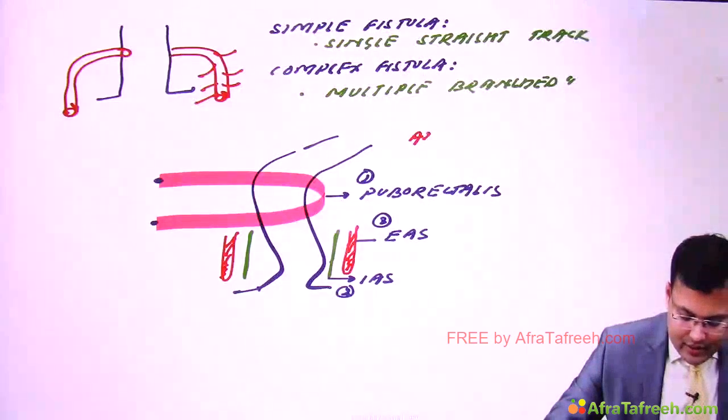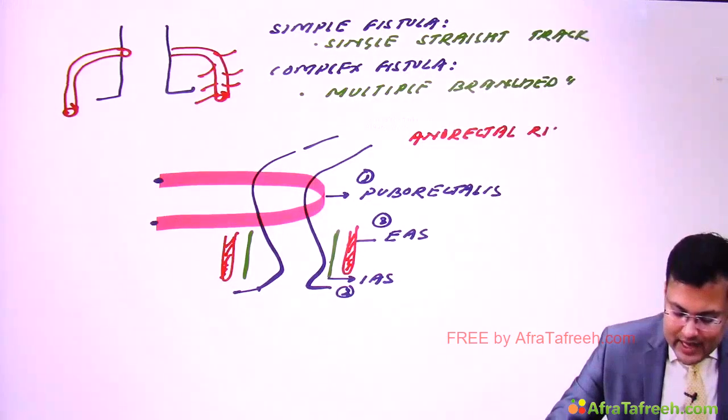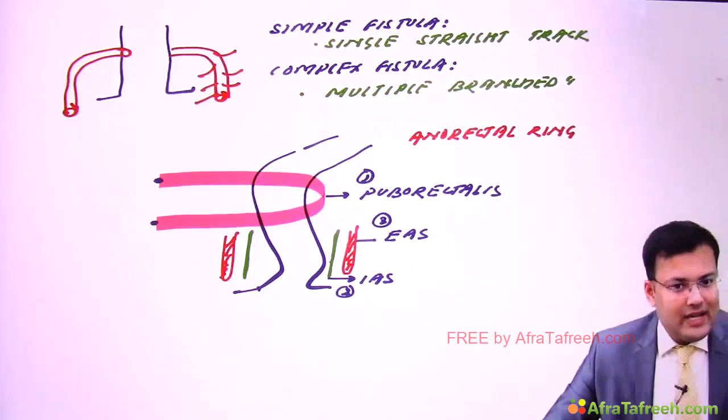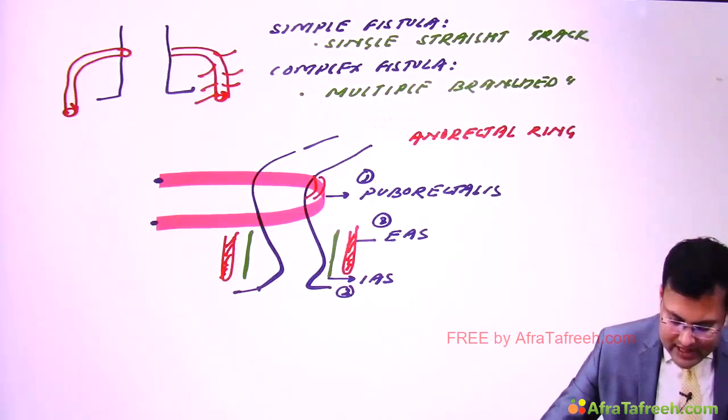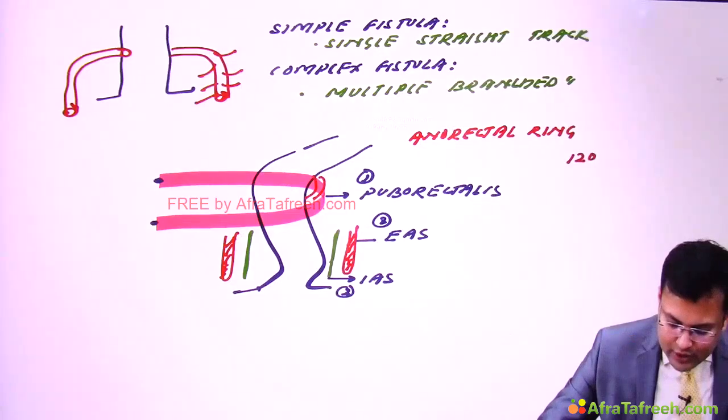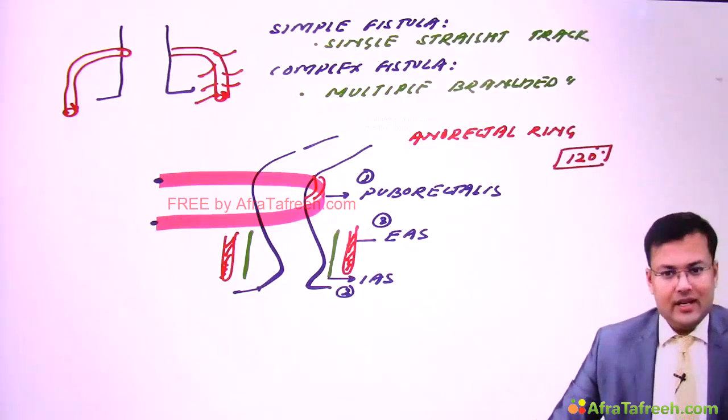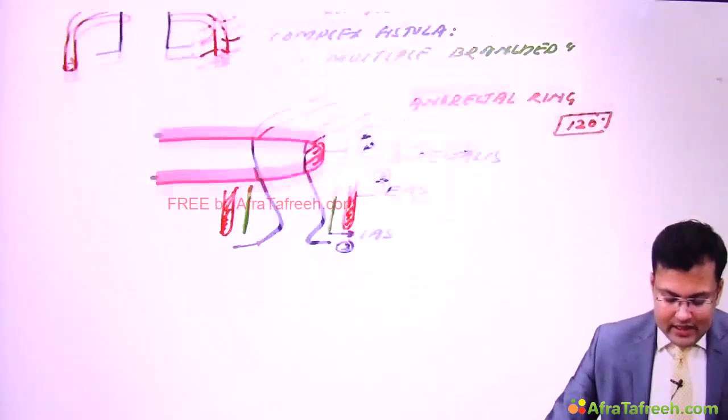This is the anorectal ring. And we discussed in anatomy how much is the anorectal angle. The normal anorectal angle is 120 degrees. So this is the anorectal ring.